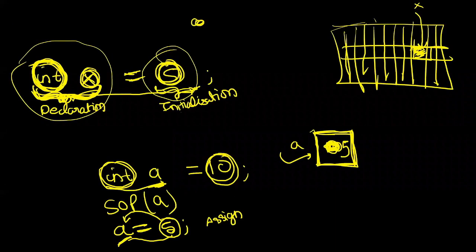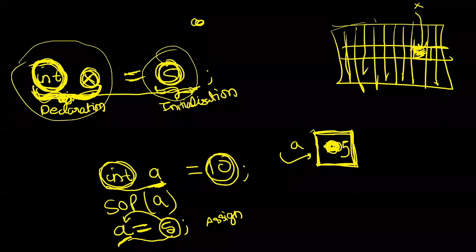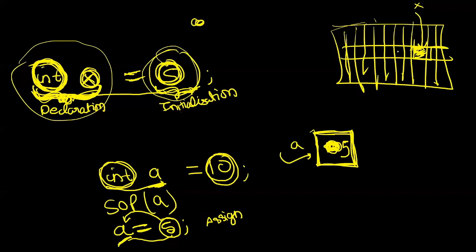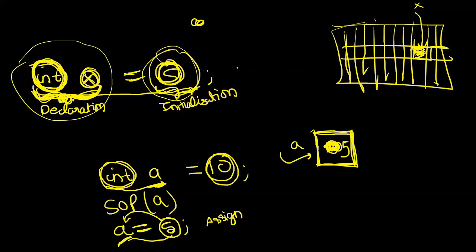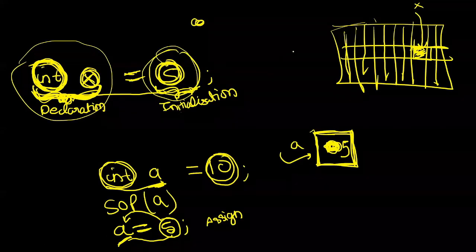Similarly, if you want to store something in memory, first of all, you have to reserve space in memory. So declaration, first of all, does the reserving of the space. And once the space is reserved, initialization stores the value in that particular space. And later on, you can update the value of the variable, whatever you want to do.